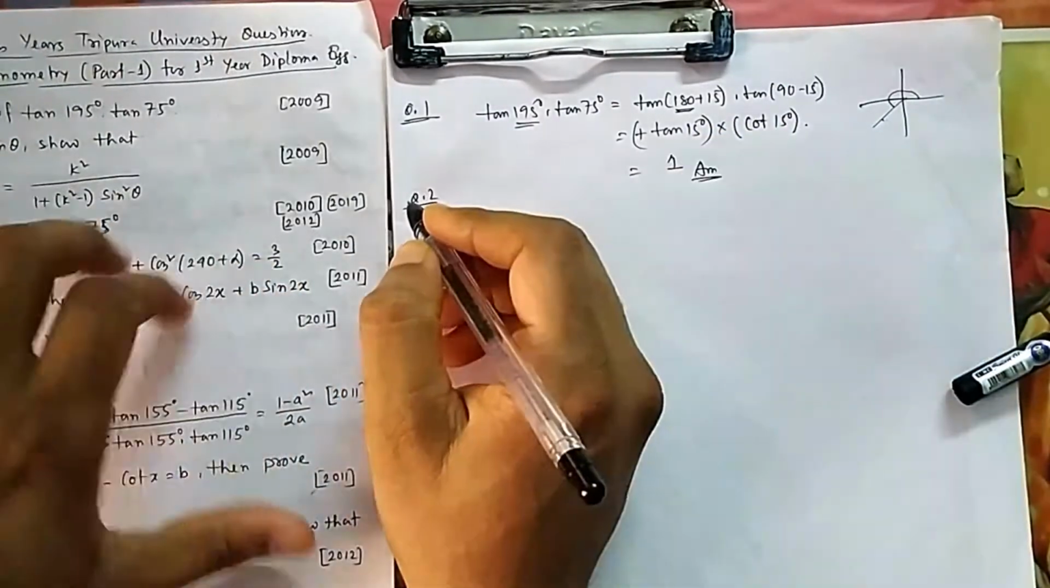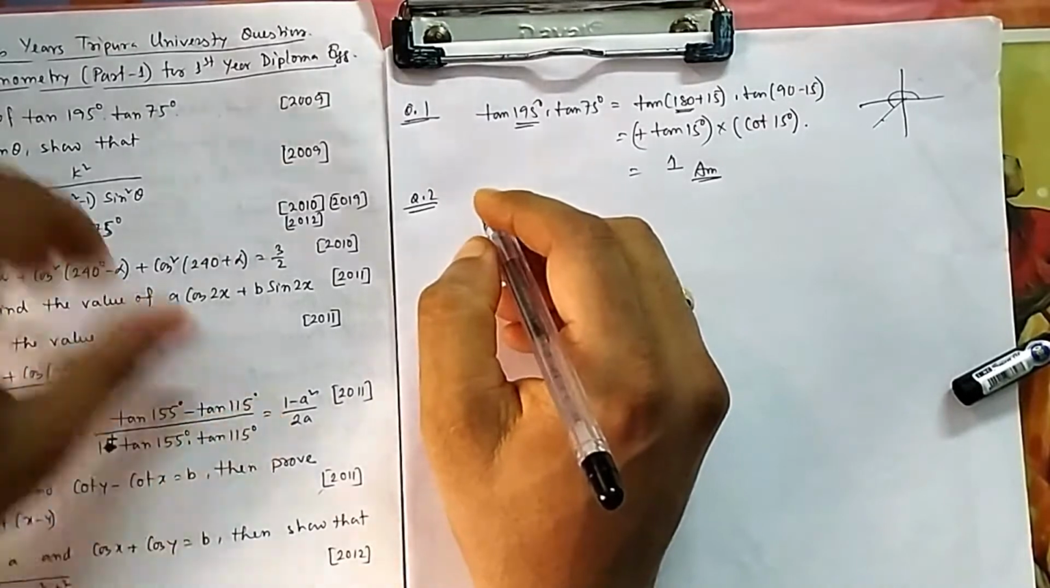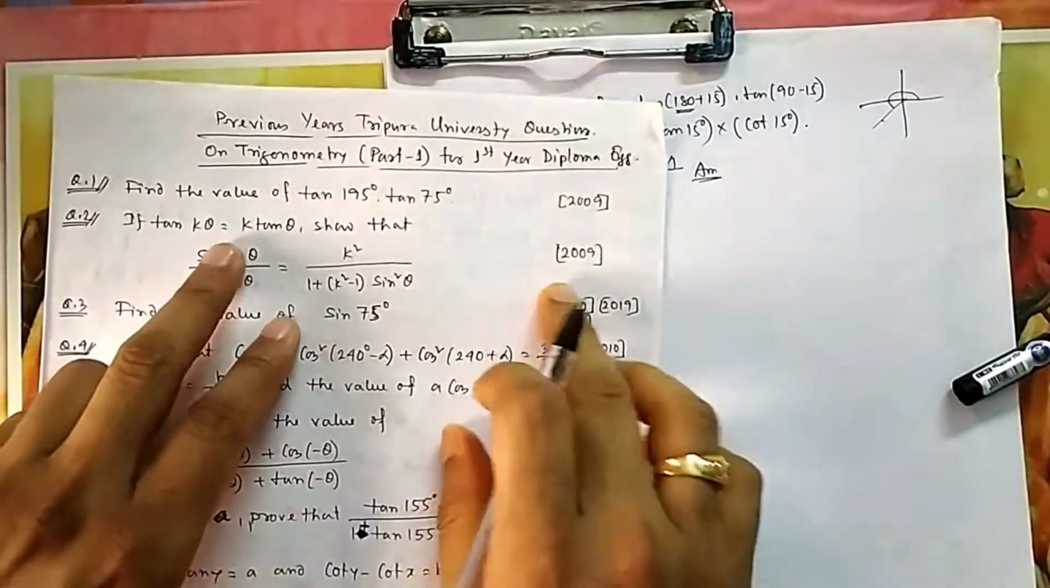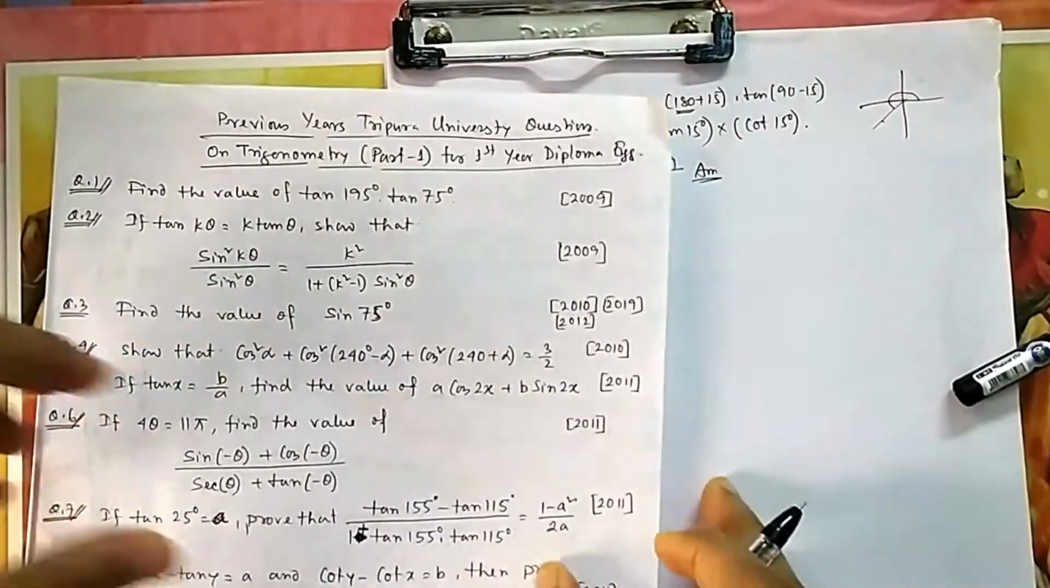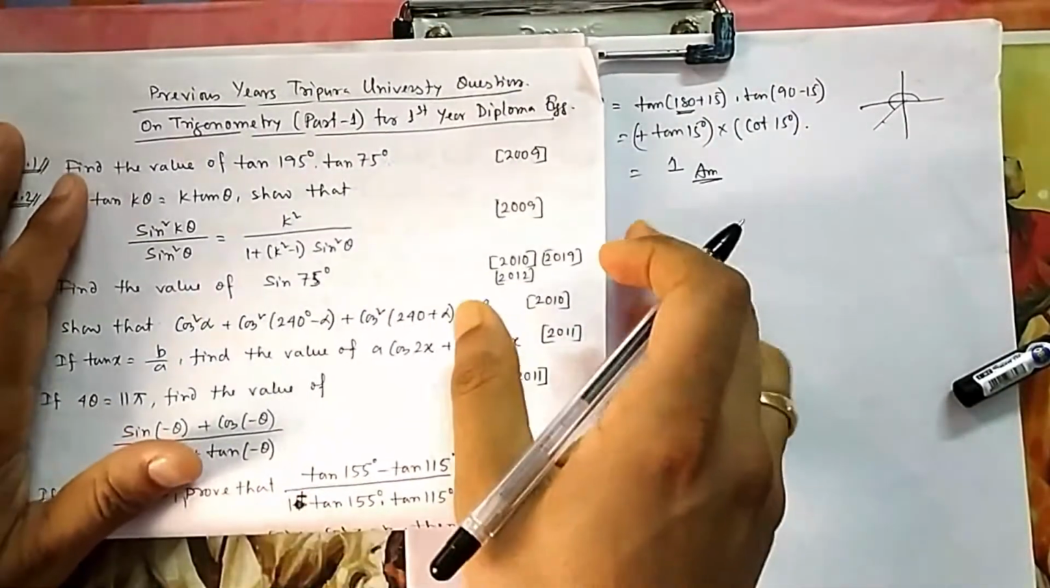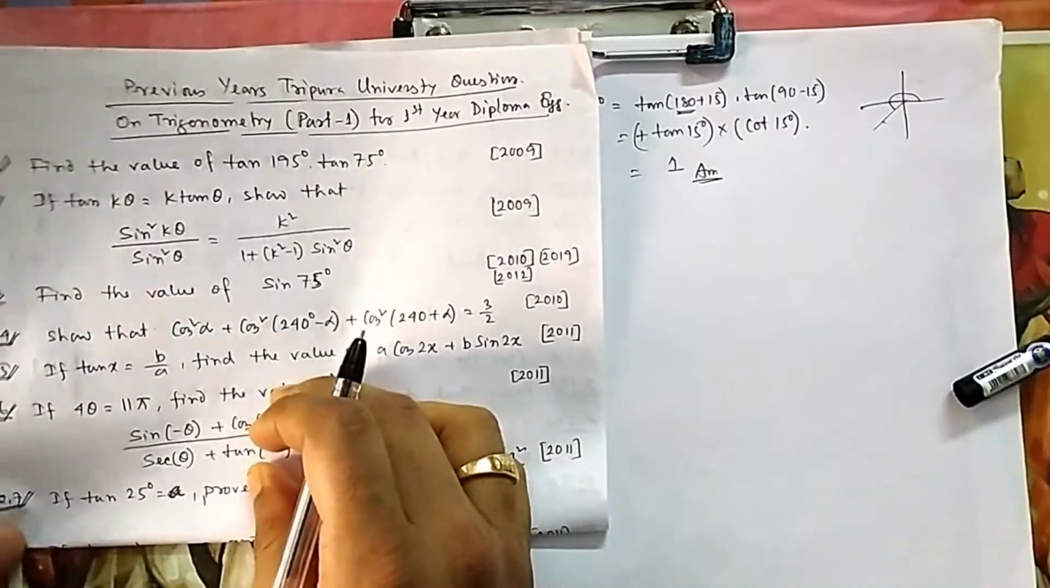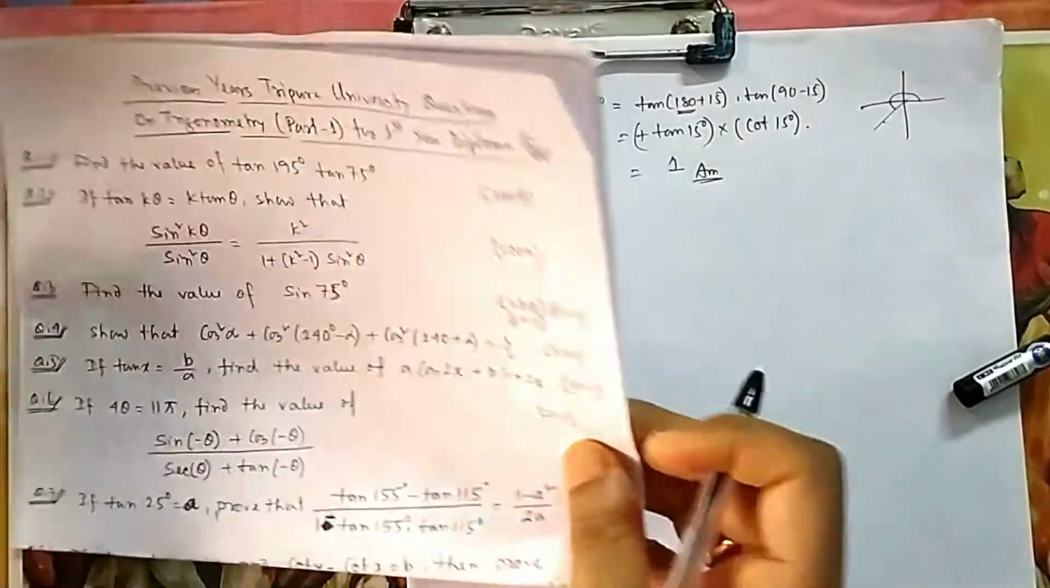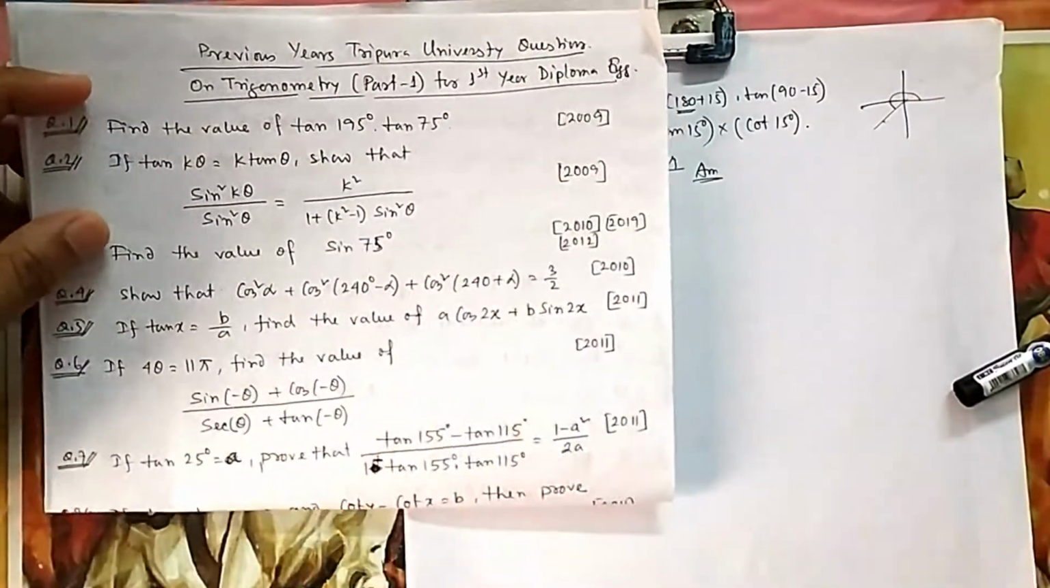So the answer is 1. Number 2, if tan k theta is equal to k tan theta, then you have to show this. So if you want to do this type of proof, you have to think from which side you should start, so that you can do something. So you should be able to start from somewhere.